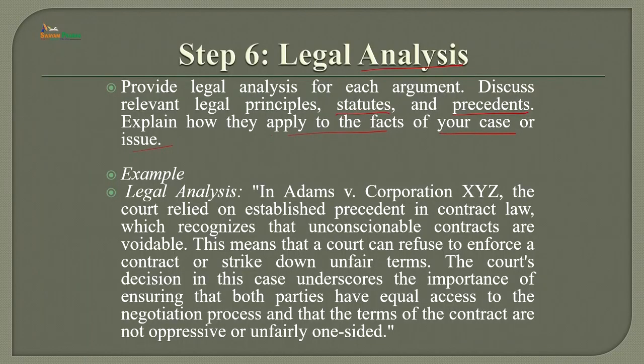Legal analysis: in Adams versus Corporation XYZ, the court relied on established precedent in contract law, which recognizes that unconscionable contracts are voidable. This means that a court can refuse to enforce a contract or strike down unfair terms. The court's decision in this case underscores the importance of ensuring that both parties have equal access to the negotiation process, and that the terms of the contract are not oppressive or unfairly one-sided.